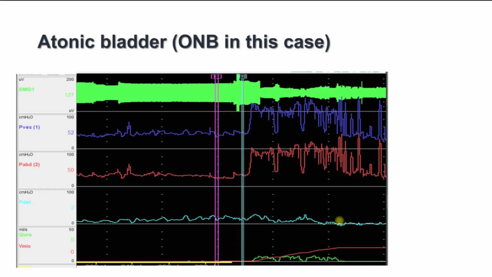Now coming to atonic bladder. This is the example of an orthotopic new bladder. We can see obviously there is no active detrusor contraction. These are all phasic contractions of the ileum, and the patient is voiding with straining, obviously with pelvic floor relaxation.